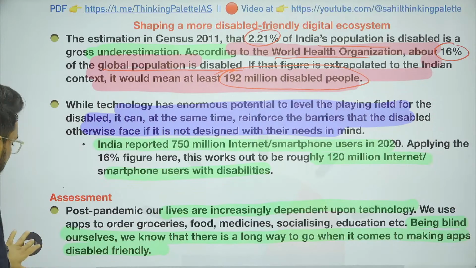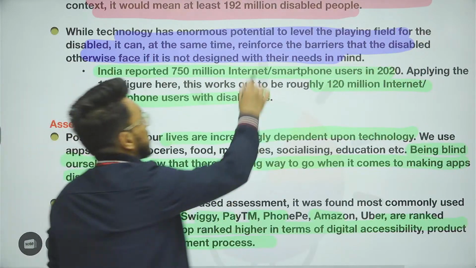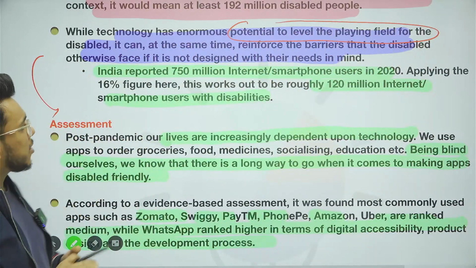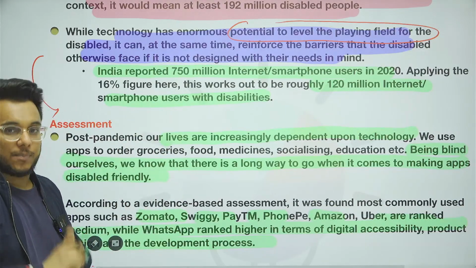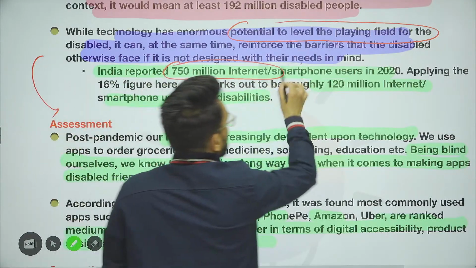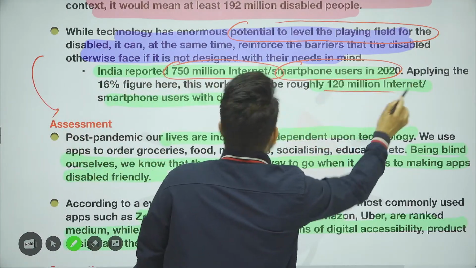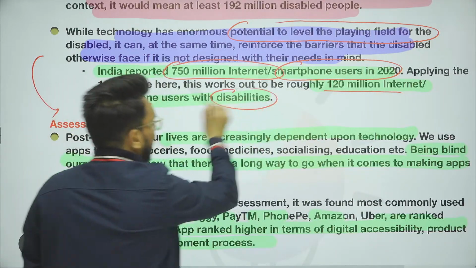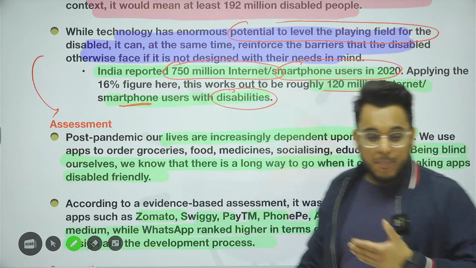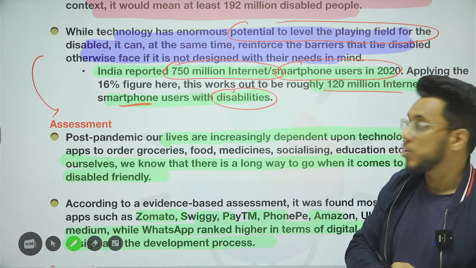Now, guys, understand this: technology was expected to play a potential role, a level-playing role, but it has not done so. How will we understand it? As of 2020, there are 750 million internet or smartphone users in India, and on that basis, around 120 million internet and smartphone users have disabilities. They have visual disabilities, cognitive disabilities or other kinds of disabilities. The people most impacted by disability while using a smartphone are those who are blind, who are visually disabled.